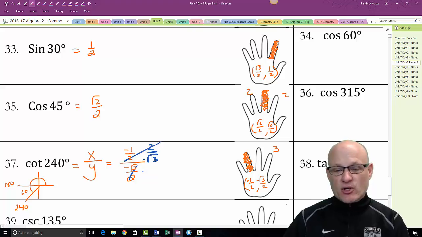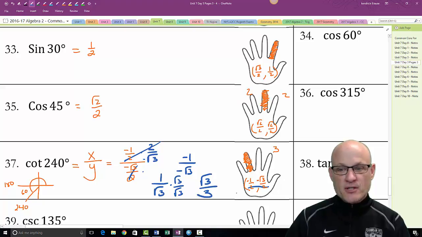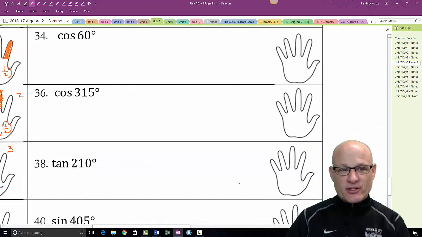Anytime you're dealing with cotangent and tangent, we don't need the 2's. It's just -1 over negative radical 3. It's just going to be the fingers, x over y. So this is really 1 over radical 3 multiplied by radical 3 over radical 3. And so it's really radical 3 over 3. So anytime we deal with tangent and we're dealing with the inside angles, we're not going to need the 2's. All right, so that's going to be kind of tricky for you.